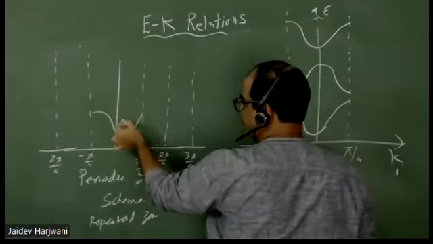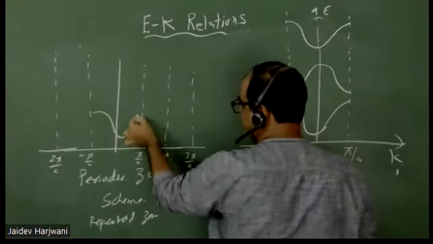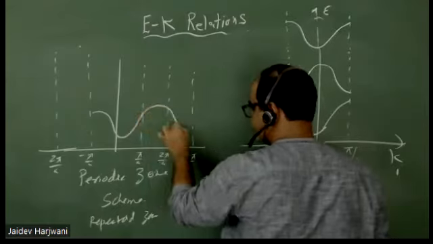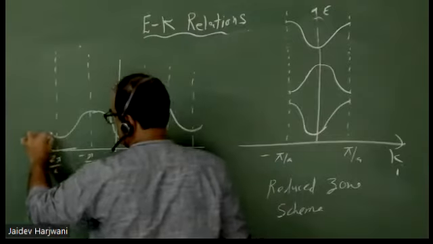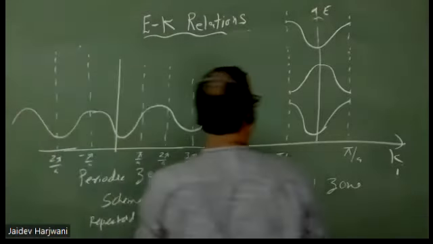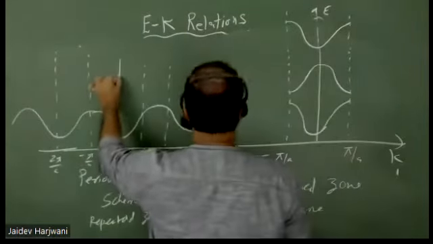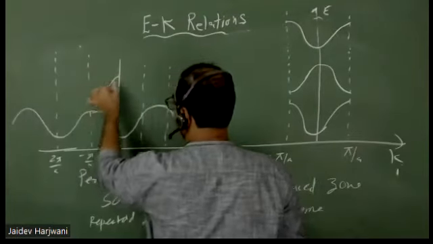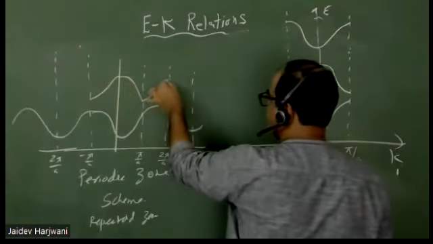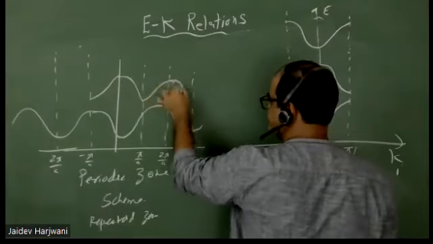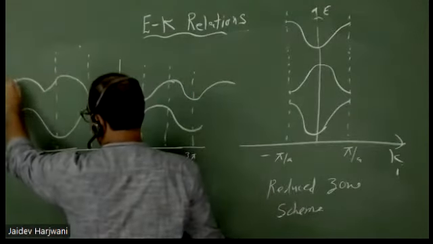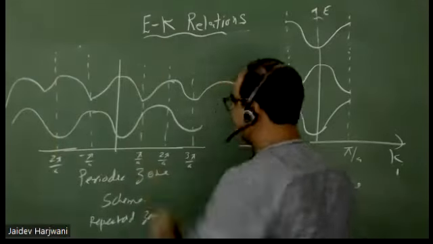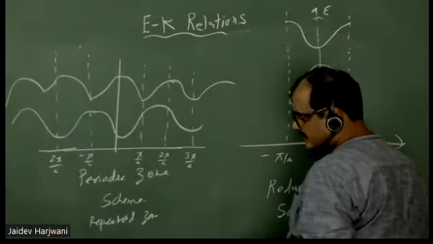Now I will simply translate this curve. So what will it become? It becomes this type of curves. This will repeat, similarly this will also repeat. So we have a curve of this type, and these bands will repeat. This type of presentation is called the repeated zone scheme.